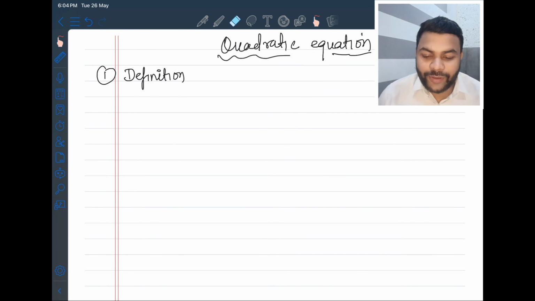Good morning, everyone. So today we are going to discuss a very important topic of class 10th, that is quadratic equation. So before starting, I want to give you some brief and then we will continue the topic.